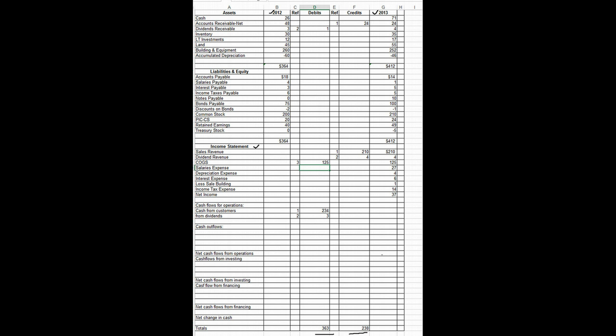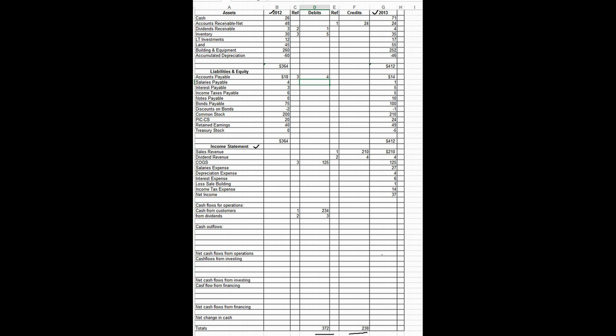Let's see what happened to inventory. Transaction number 3. What happened to inventory is it increased by 5. So I'll record a debit of 5 and show that go out. What happened to accounts payable? It went down by 4. It has a credit balance. Still on transaction 3, I'll show that going down by 4. 18 minus 4 is 14.